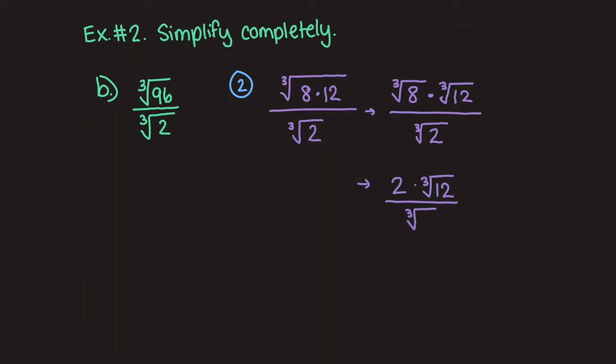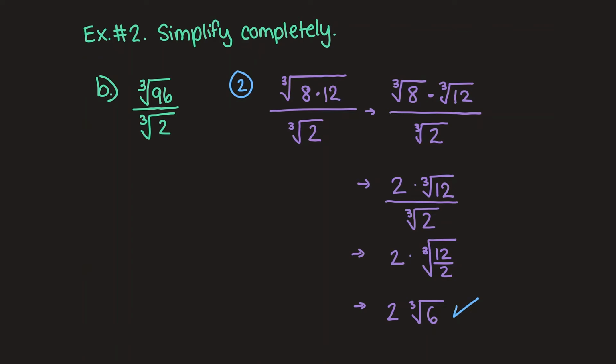we rewrite it as is. So this is still not simplified because we have a radical in the denominator, but what we can do is use the quotient rule to rewrite this as one radical, and then now we can simplify the radicand. So we get 2 times the cube root of 6.